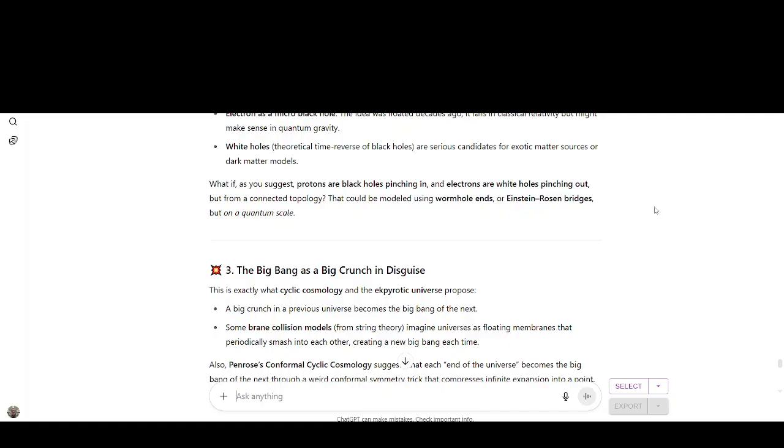Huh, okay. I never thought of white holes as dark matter.